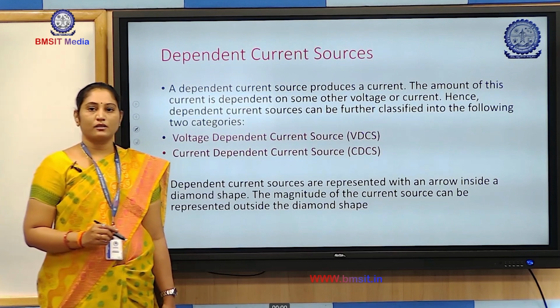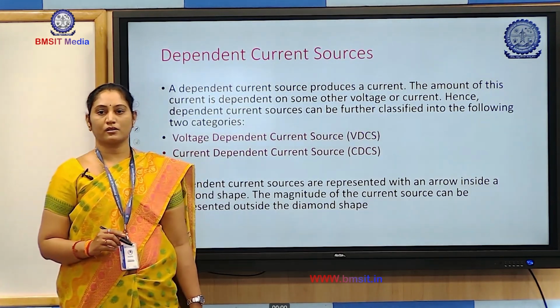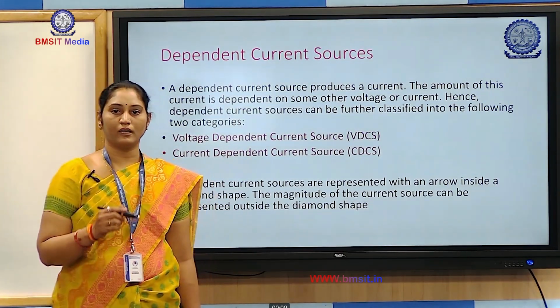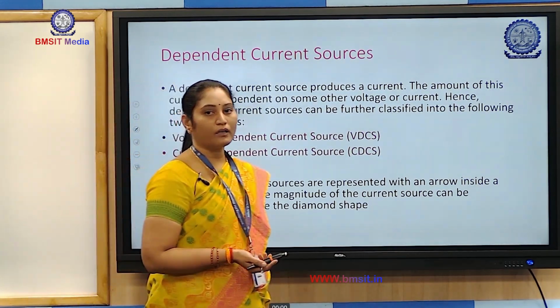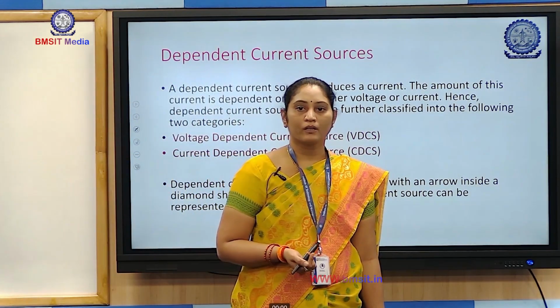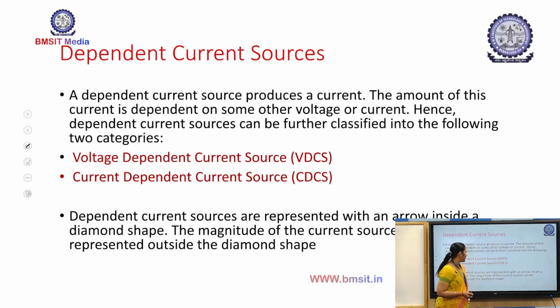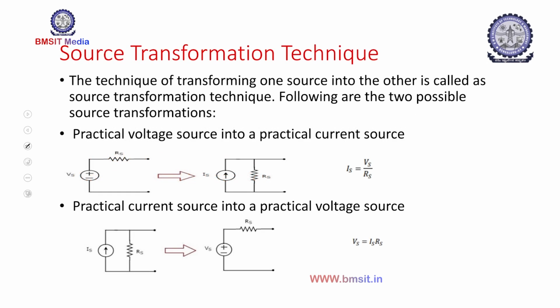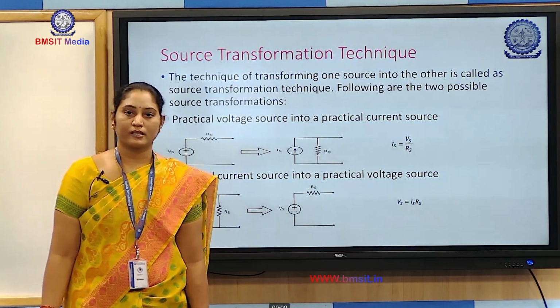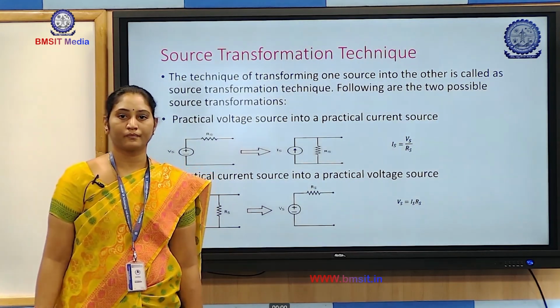Coming to the current sources, the dependent current source produces a current that depends on the voltage or current in the network. Again it is classified as voltage dependent current source and current dependent current source. Then comes the first technique in the reduction of the network. We'll see source transformation.